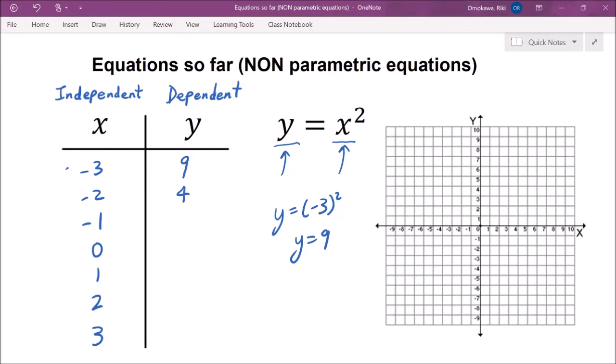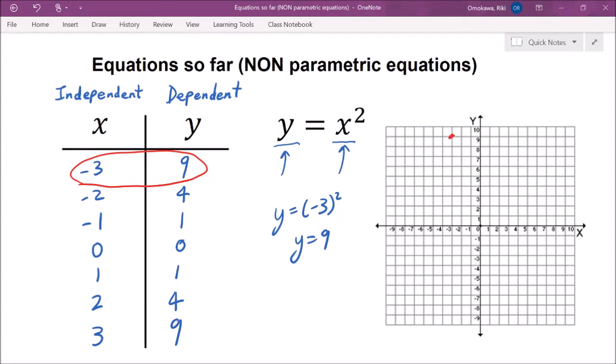And of course, you could go on and do that for all the x values, and you would get the following. So these are the values. And remember, each xy pair represents a point on the graph. So -3, 9, for example. That's a point on the graph, and we can just graph it, -3, 9.